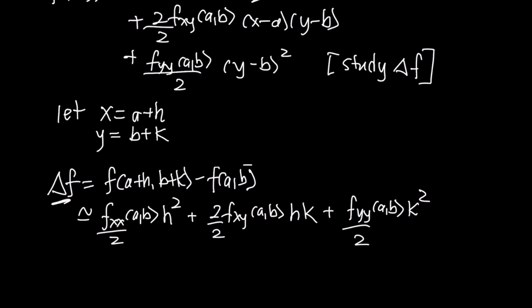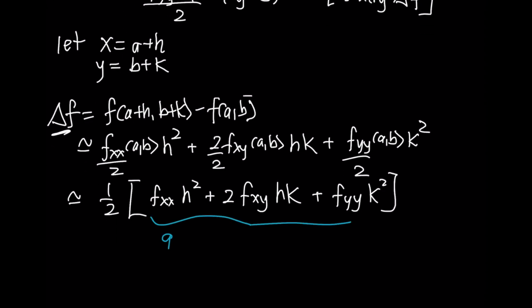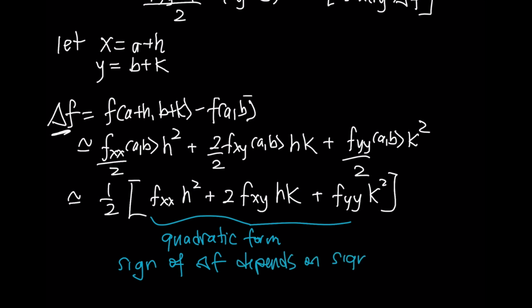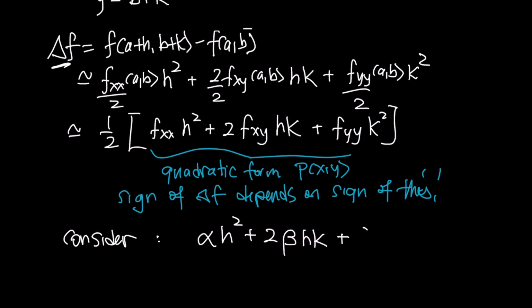This expression right here, we could factor out a 1/2, and what we would have would be this second partial times h squared, 2 of this mixed partial times hk, and then this y partial times k squared. This is what's known as a quadratic form. The sign of delta f depends on the sign of this expression. So if we can study this quadratic form and understand how it behaves, we will be able to classify the critical point. We will call this some p of x and y. Now we're going to talk about this in a general form: alpha h squared plus 2 beta hk plus gamma k squared.